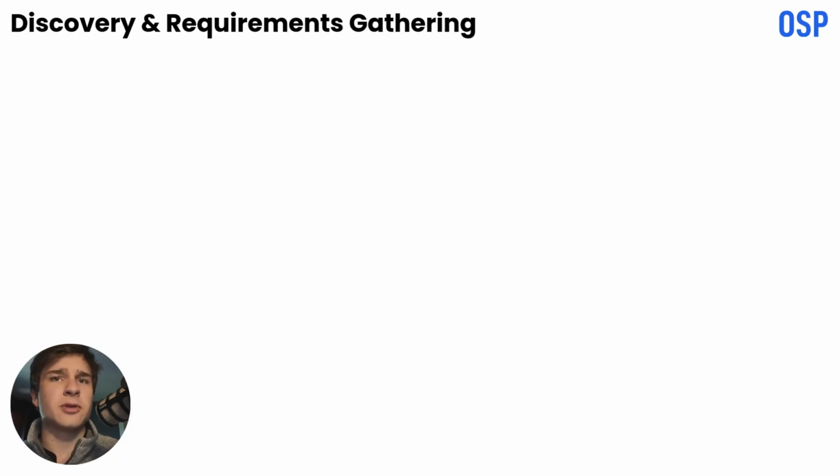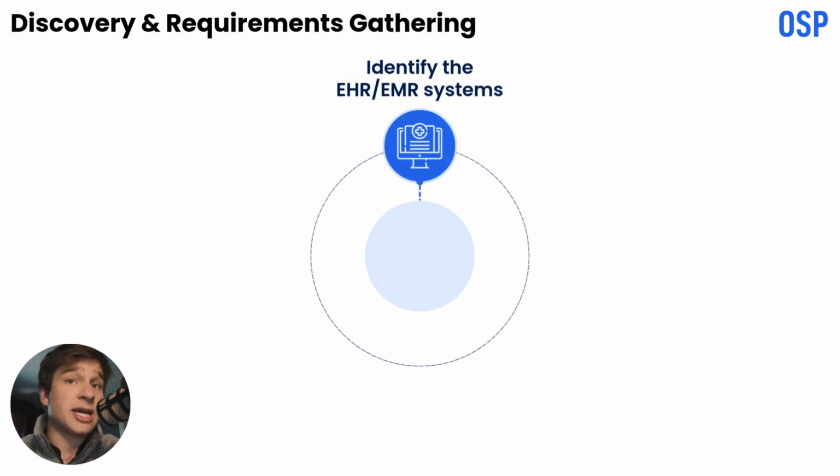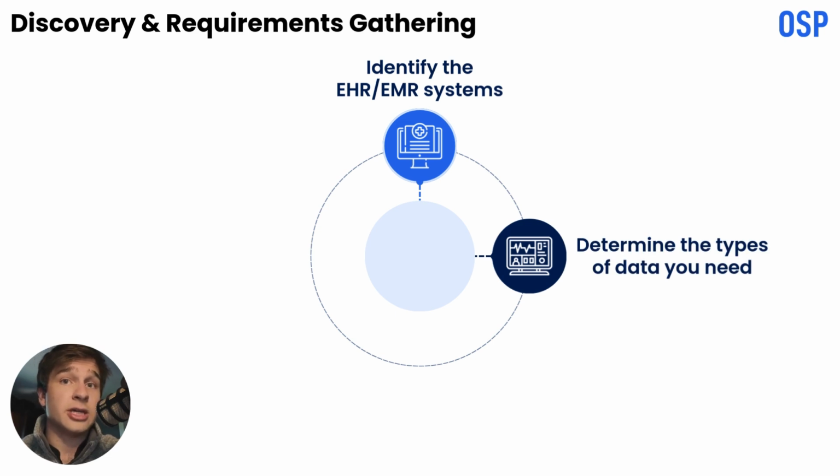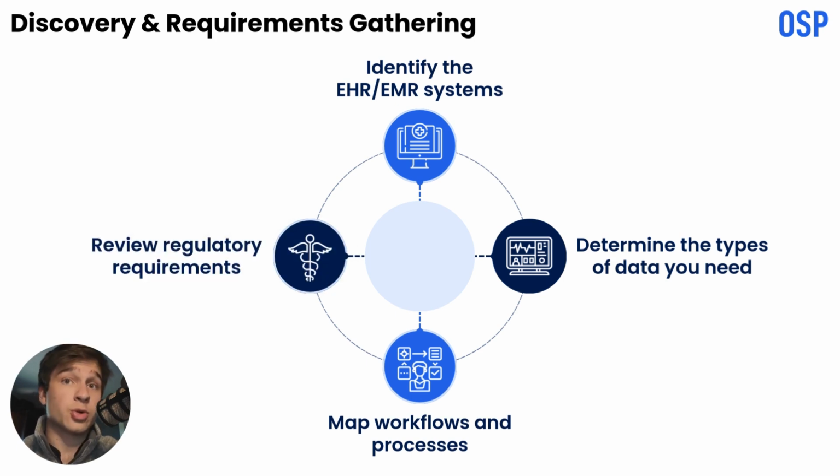Now, every successful integration starts with understanding what you need to achieve. So identify the EHR or EMR systems your app is going to connect with. Determine the types of data you'll need: patient demographics, lab results, prescriptions, claims, clinical notes. Map workflows and processes. How should data flow between the app and the EHR? And also review regulatory requirements like HIPAA, HITAC, GDPR, and the ONC Cures Act. Make sure you involve your project manager, integration architect, and clinical stakeholders to capture all requirements up front.